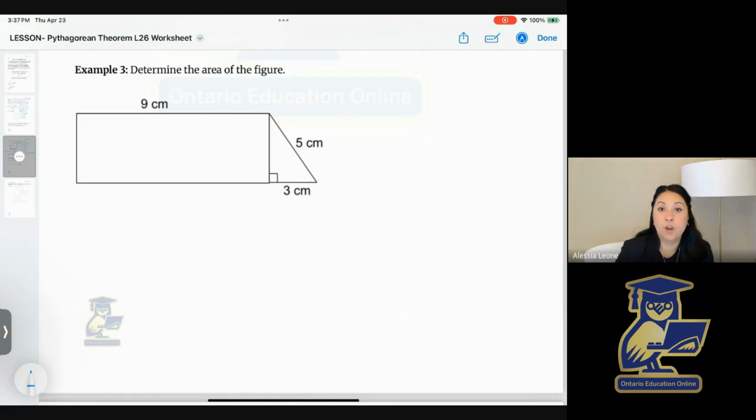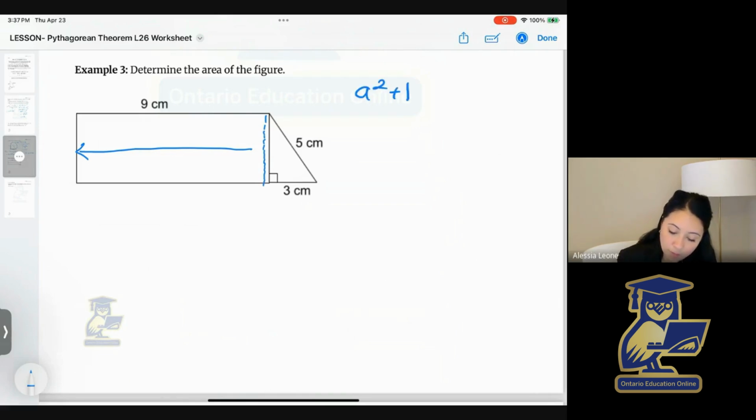Now we have another composite shape. We have a rectangle with a right triangle. So the first thing we need to do is find this side, because that side of the triangle will tell us what that side of the rectangle is. We need to use our Pythagorean theorem to find that answer. We will write out our Pythagorean theorem, and we will go.